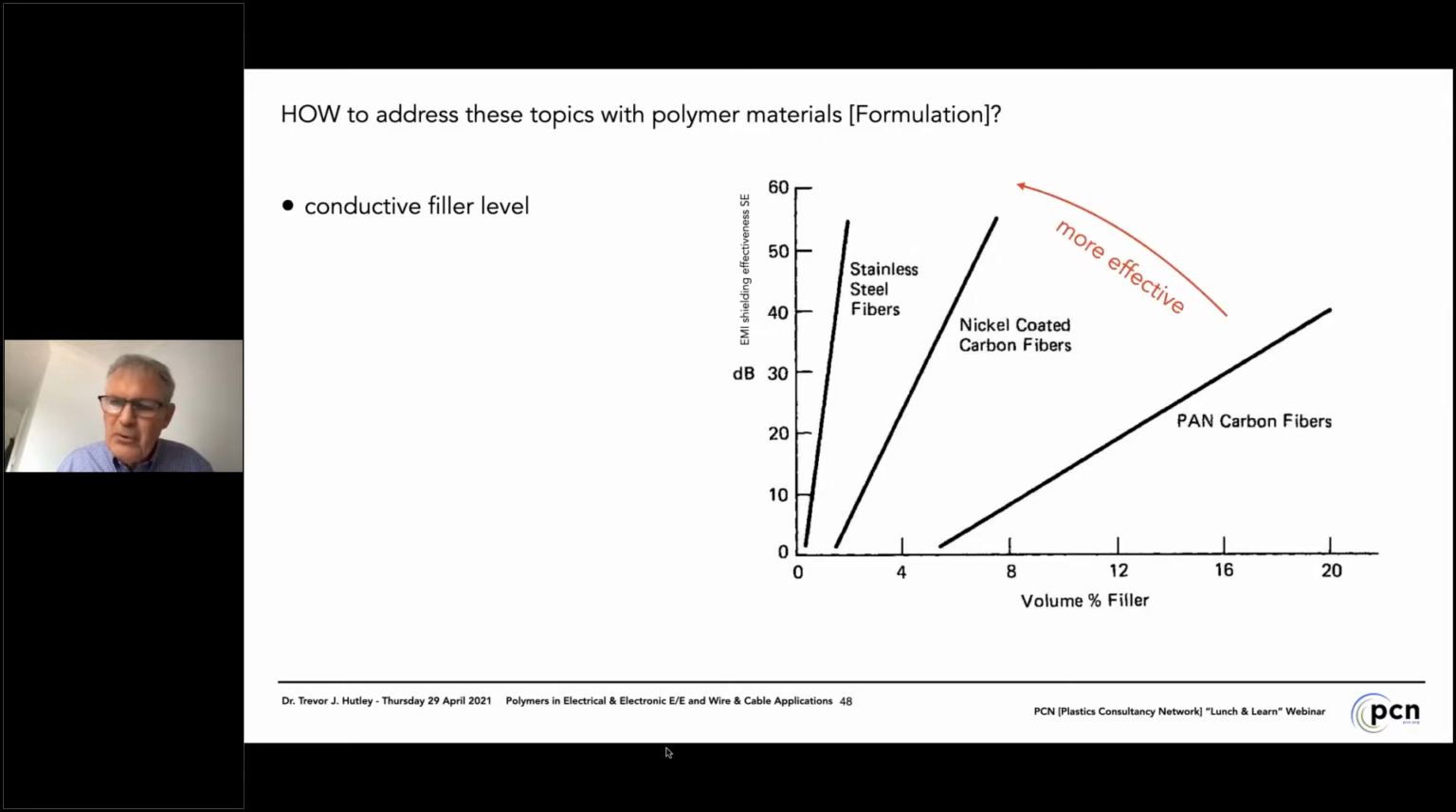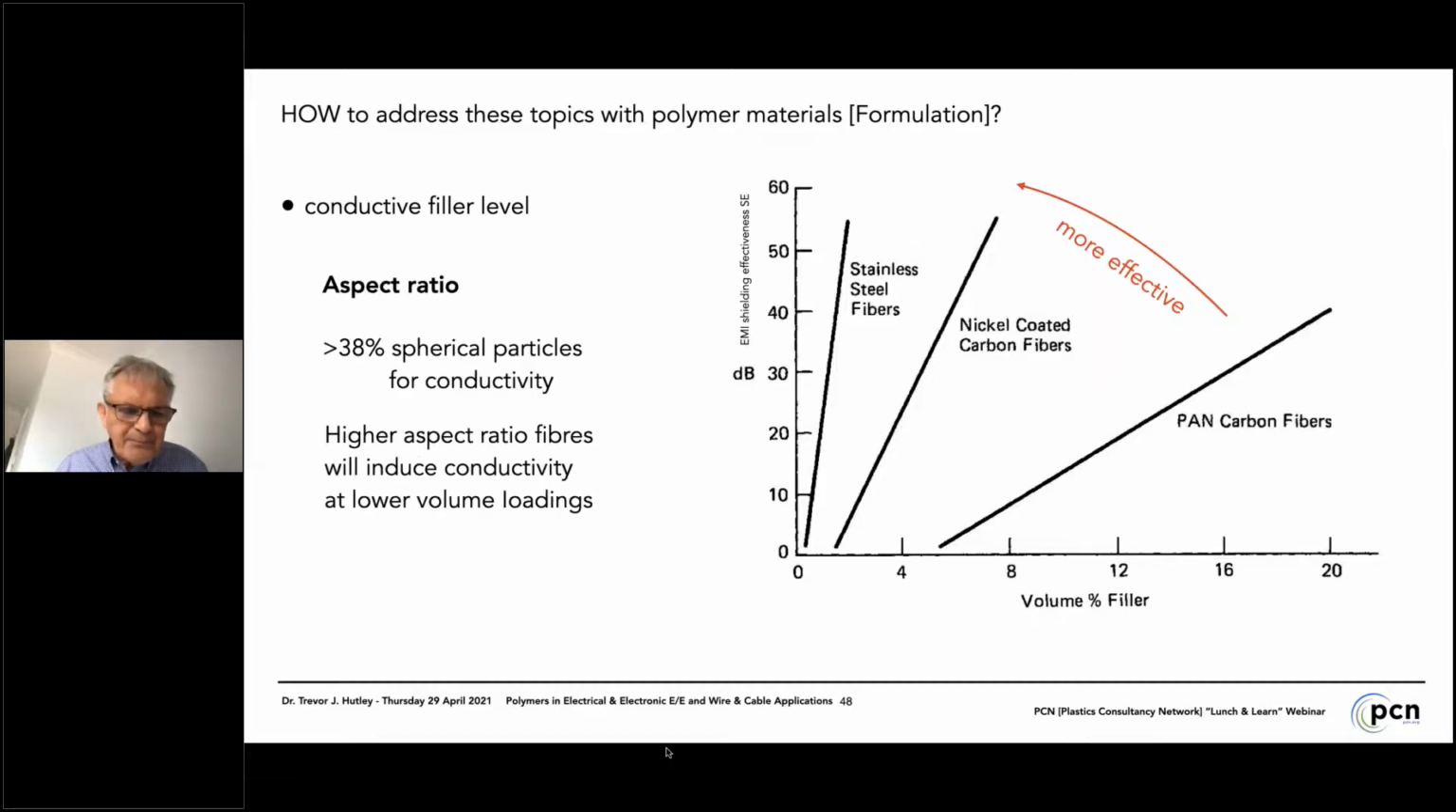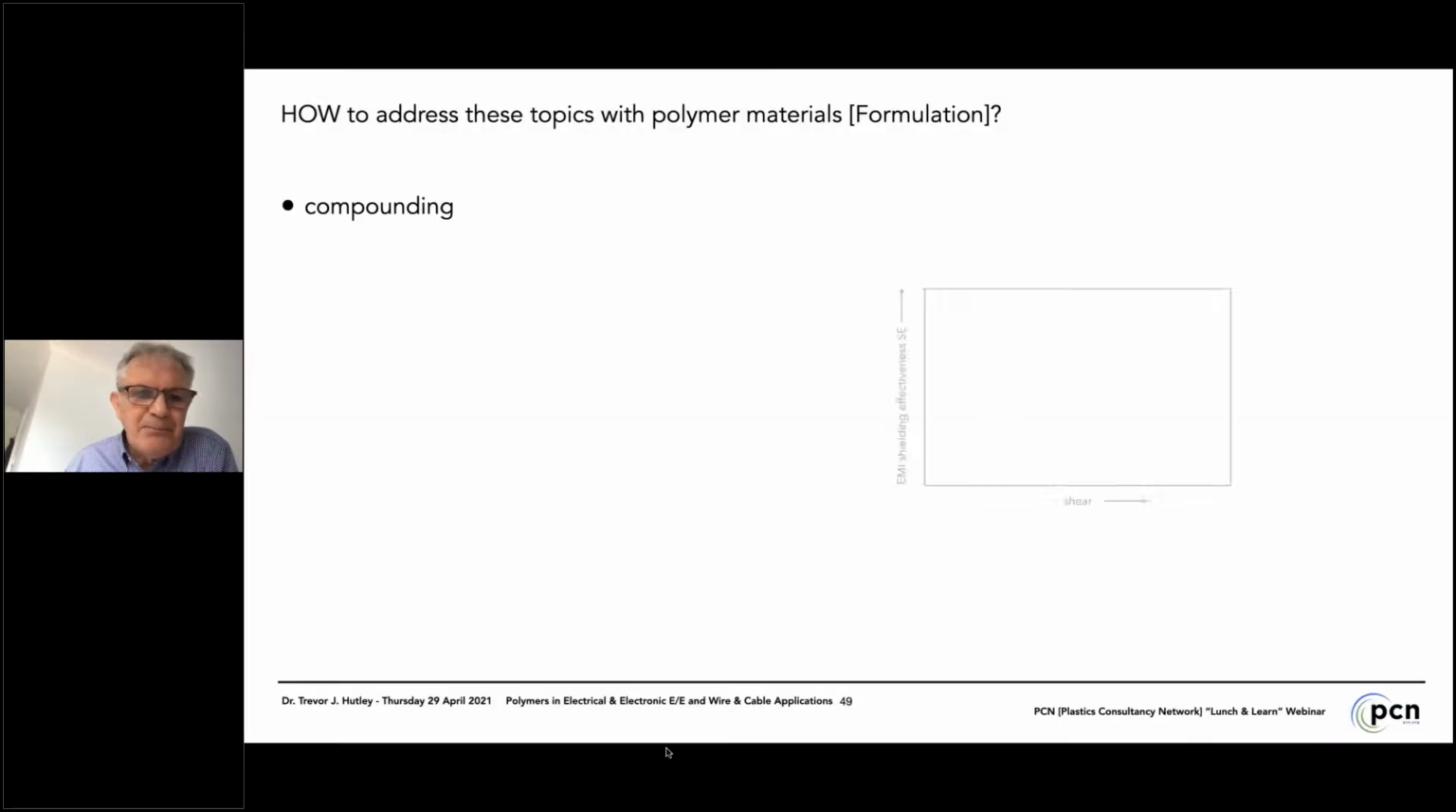plastics materials to make them more conductive and more effective at shielding the electromagnetic interference. Now, remembering that 20 decibels of shielding is effectively 10 times better at shielding. So we're talking of 10, 100, even maybe 1,000 times better shielding by the use of various percentages of additives.